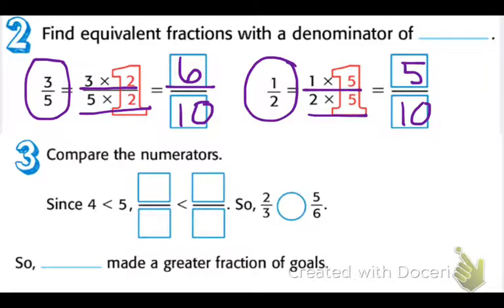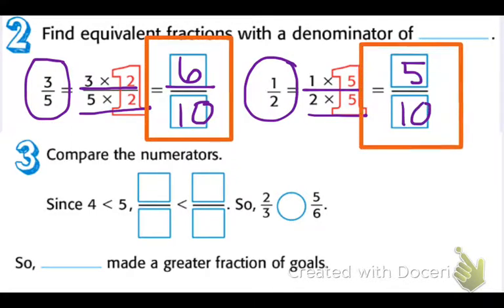Step 1, find the lowest common denominator. We got it. It was 10. That was the multiple they shared. Step 2, we created new fractions. So now we can go ahead and do step 3, compare.